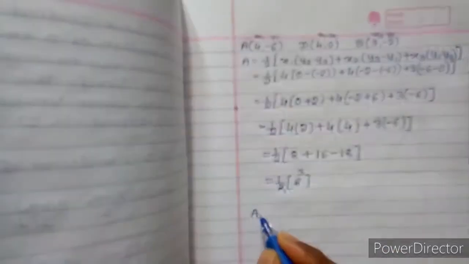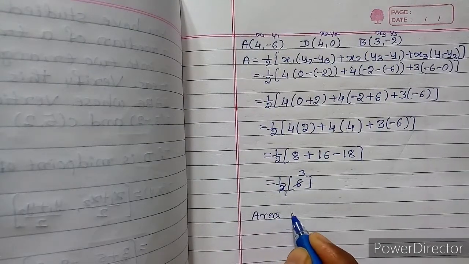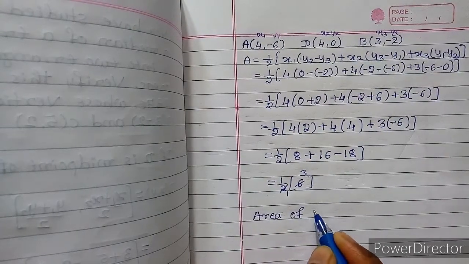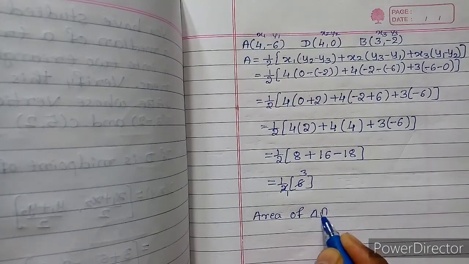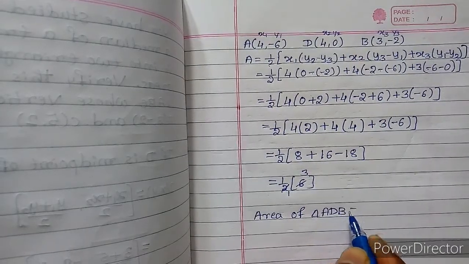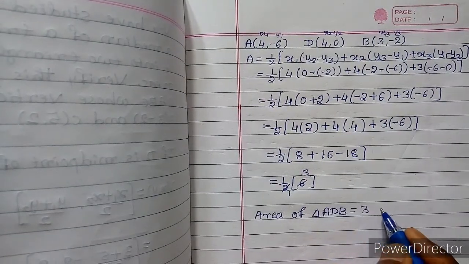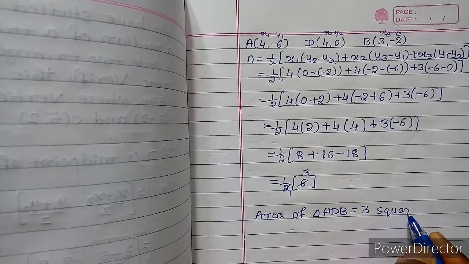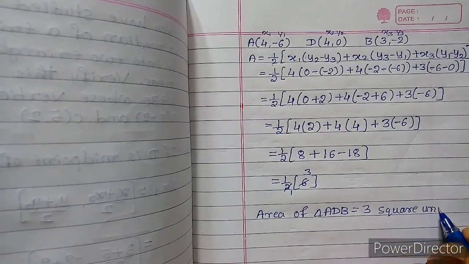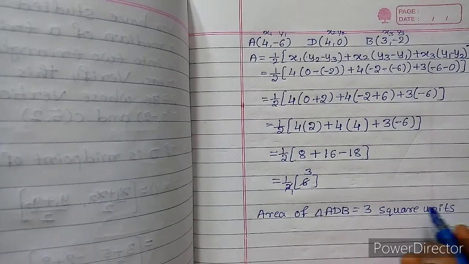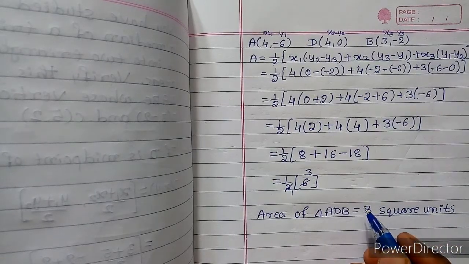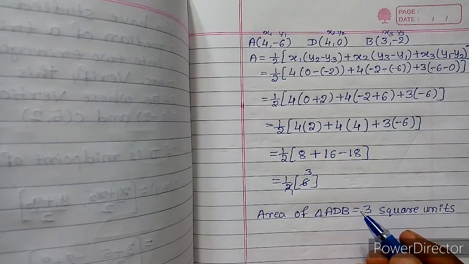Therefore area of triangle ADB is equal to 3 square units. Here we know that area of triangle ADB is 3 square units. Similarly, we have to find the area of triangle ADC.